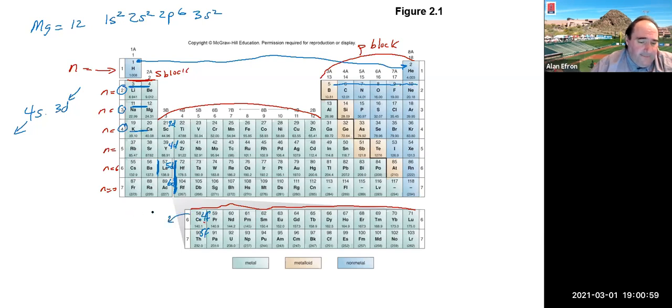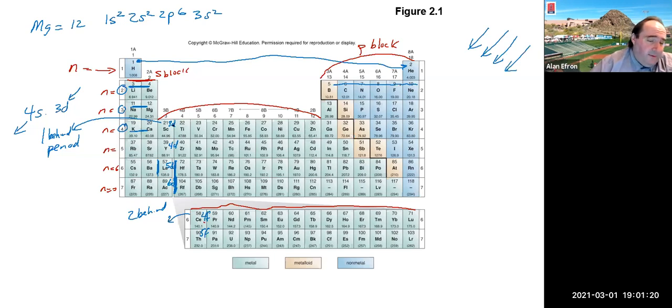If you don't really know what you're doing, you might end up with the wrong way, 1 behind the period number. So I would highly recommend using the zigzag like we talked about. You will never go wrong with that. But in a pinch, you can count it off the periodic table if you know what's going on. There are a couple of exceptions we'll talk about next time. Chromium and copper are exceptions to the normal electron configuration.